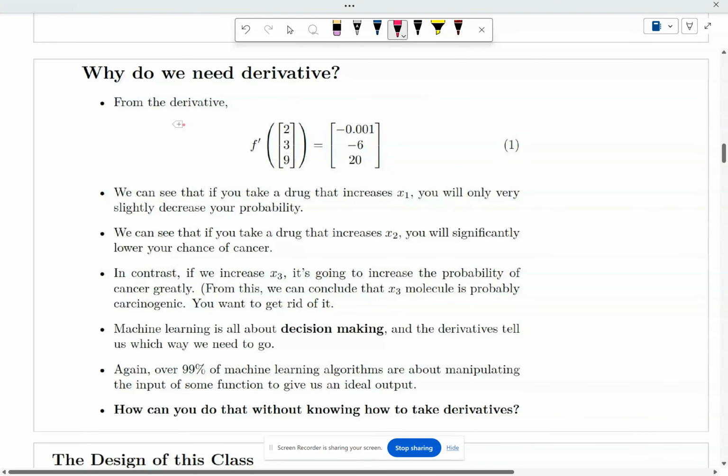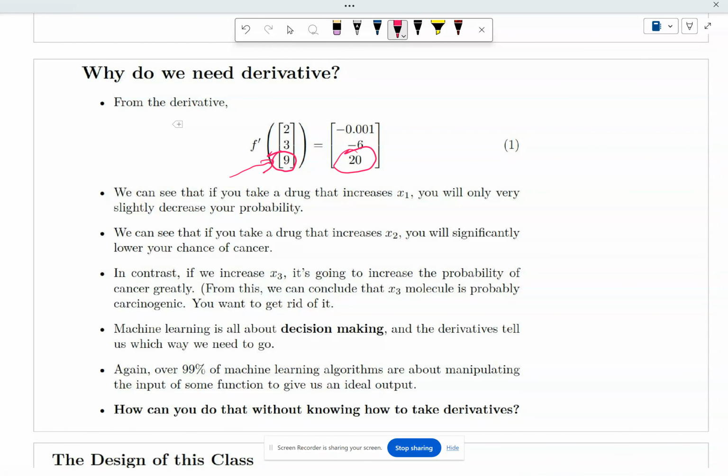But here, if you were to increase the second factor, you take the second drug, it's going to reduce the probability of getting cancer by 6 points. That's quite a bit. And then the third one, if you were to increase this factor, you're going to increase the probability of getting cancer by 20%. So obviously we don't want this, right? So this is probably some kind of carcinogen that's not good for you, and you don't want that.